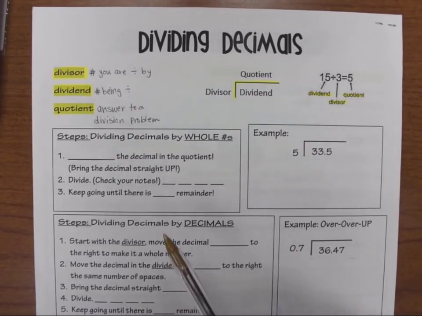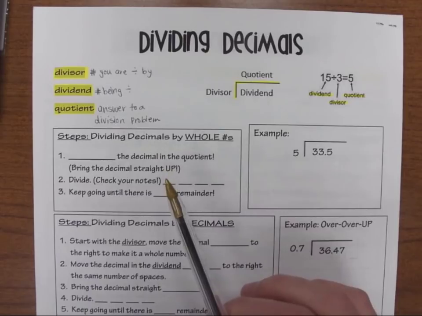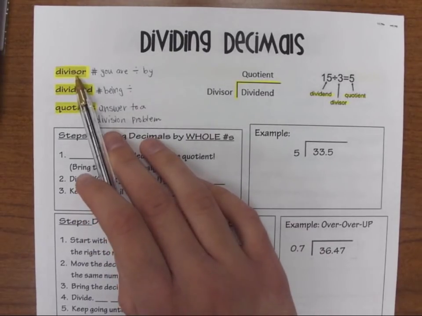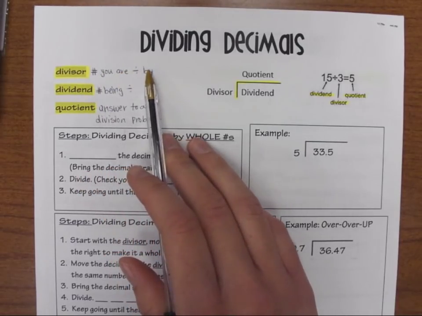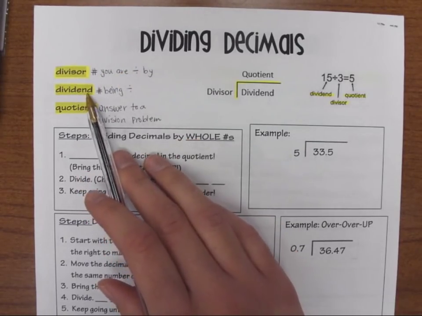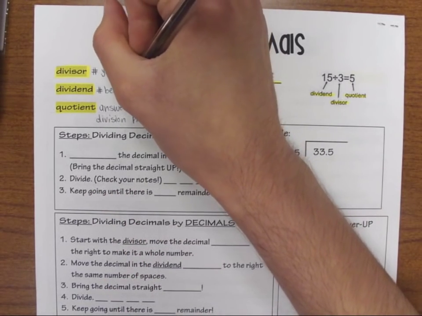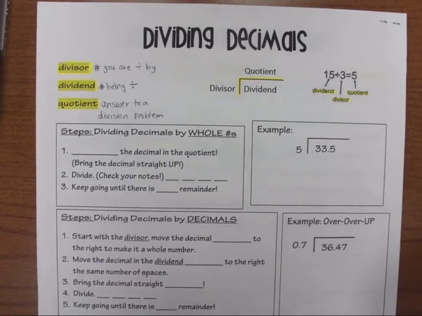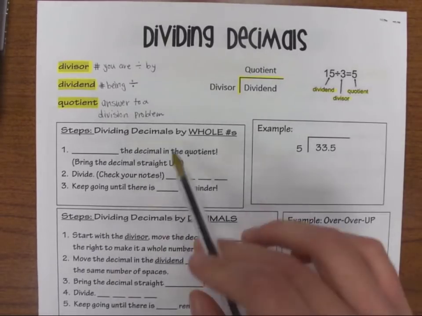Okay, so first, some vocabulary. Everybody better write this down on their notes. First is the divisor. These are all words you're familiar with already. Divisor is the number you are dividing by. Your dividend is the number being divided, and hopefully you can see my little divide symbols there. And a quotient is the answer to a division problem. So hopefully you're familiar with all of those words. If not, make sure you're still writing these down.